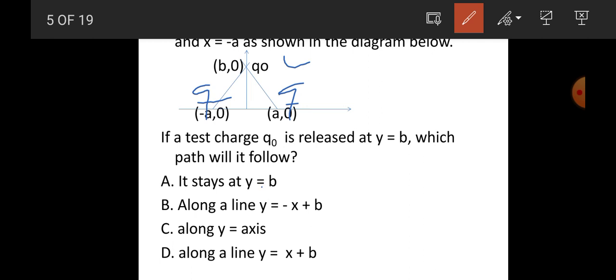B, along a line y equals minus x plus b. C, along the y-axis. This is the correct answer, because there is a force on the test charge from both charges, and the test charge is positive.